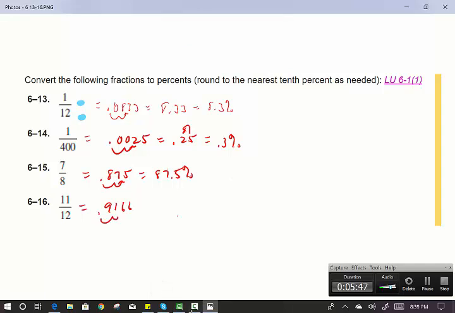Move the decimal point 2 places to the right, which is 91.66%. We're going to round to the nearest tenth percent. There's a tenth percent right there, and we're going to look one place to the right, which is 5 or greater. So we're going to round that to 91.7%.